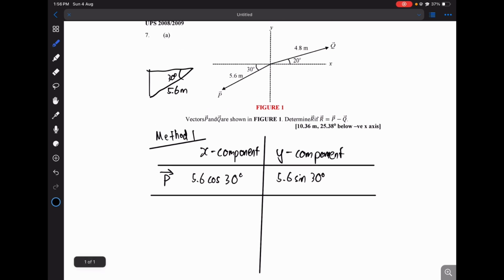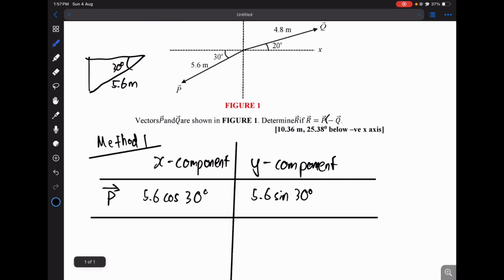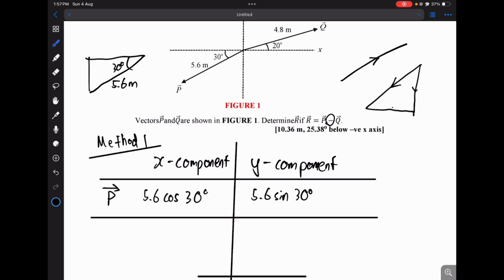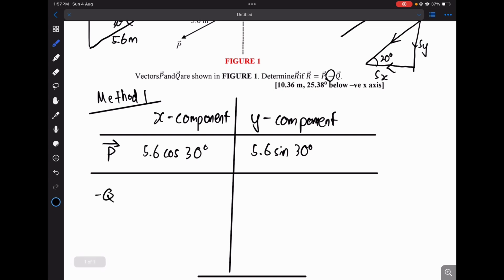We need to find the x component and y component for vector Q. But be careful, the question says negative Q. So if vector Q is in this direction, then negative Q will be in this direction, and the x and y components for negative Q will be in the opposite direction. And the angle here is 20 degrees.